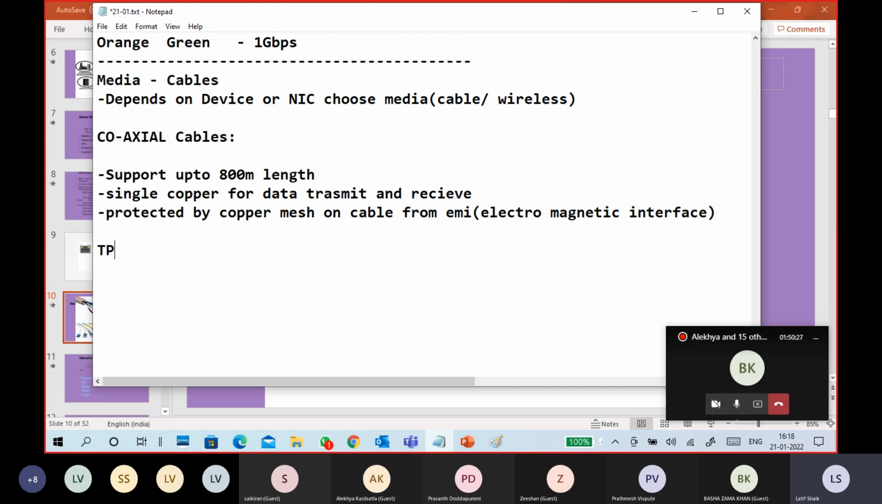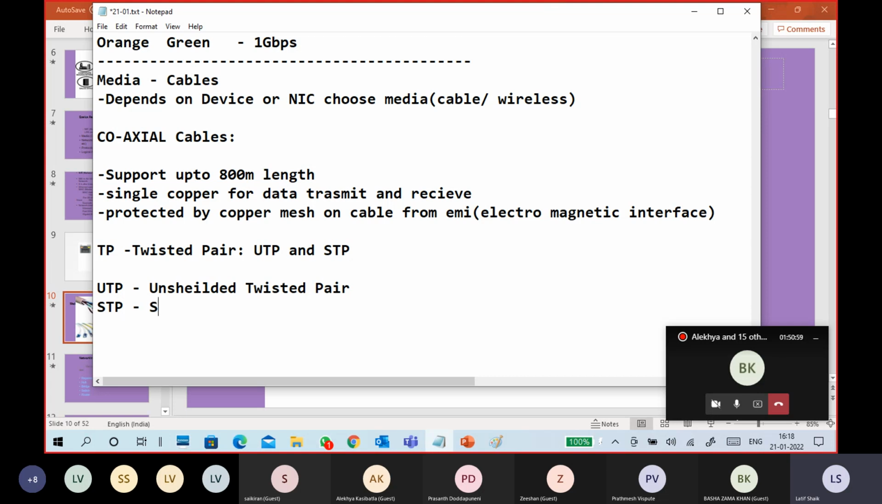Next one is twisted pair. This is a very important cable, because we are using these cables. In the twisted pair cable there are UTP and STP cables. So UTP means unshielded twisted pair cables.